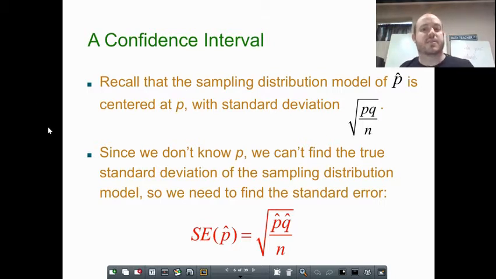So recall that the sampling distribution model of p hat is centered at p with a standard deviation of the square root of p times q over n. All right. Since we don't know p, we can't find the true standard deviation of the sampling distribution model, so we need to find a standard error.